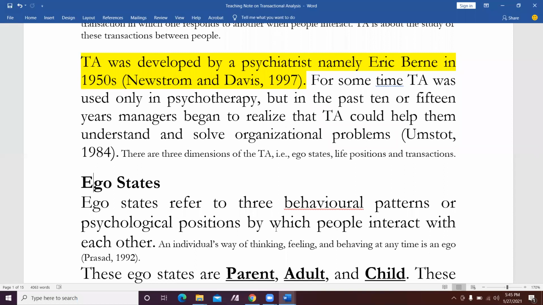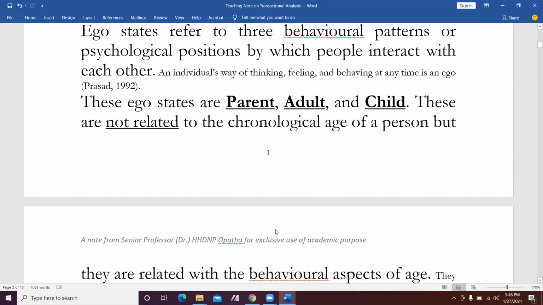Now you are listening to me with a certain ego. I am teaching with a certain ego. So these ego states are of 3 types. Parent ego is one type, adult ego another type, the child ego, that's the 3rd type. So therefore, these ego states are parent, adult, and child.